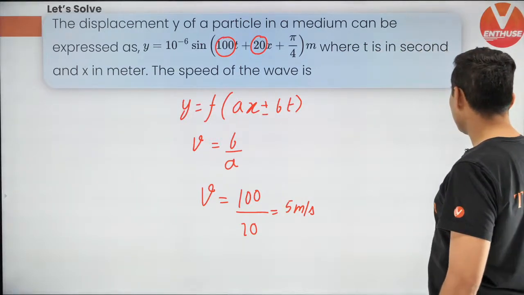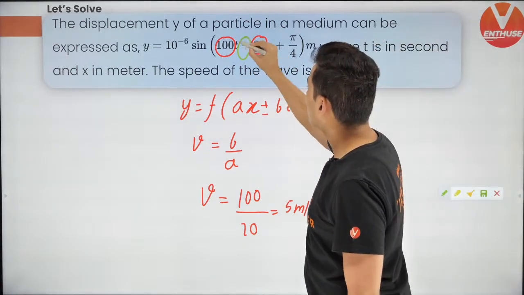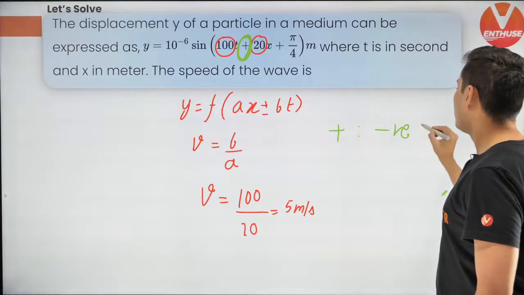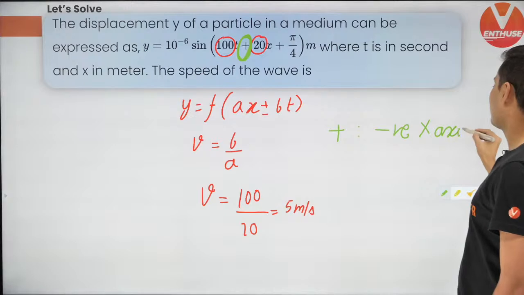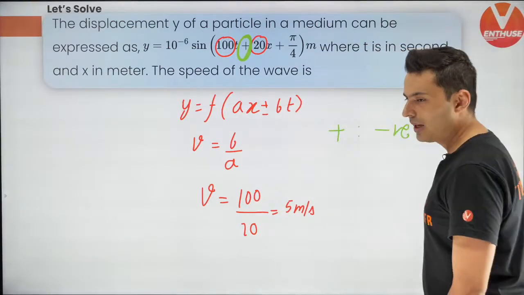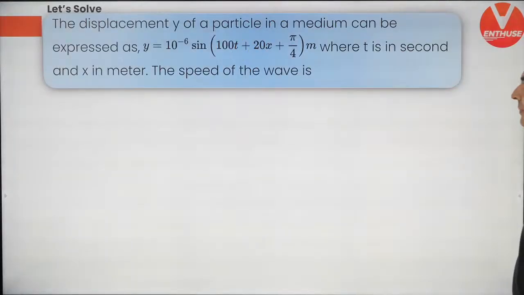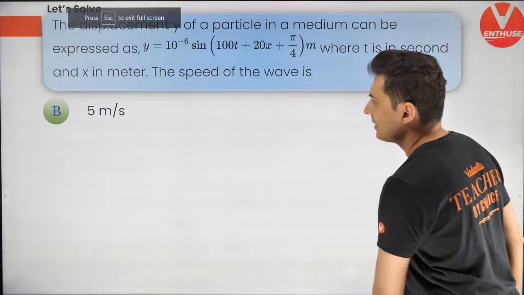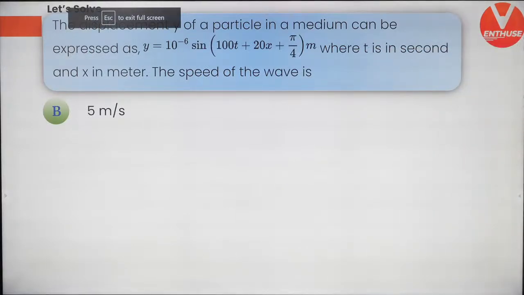And if you're wondering where it will travel, look at this sign. What is it? Plus. So if it is plus, it is going to go in the negative x axis. That's how the equation will look. I hope that's clear. Very good. All the minions have answered B. Excellent, guys. That's the correct answer, 5 meters per second.